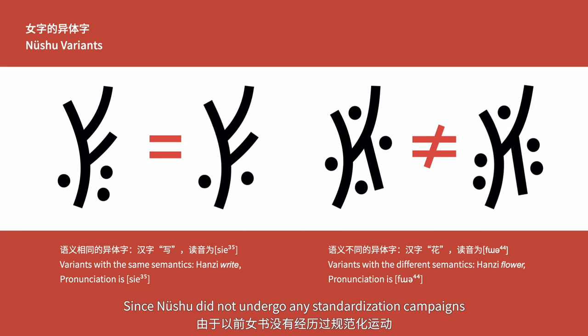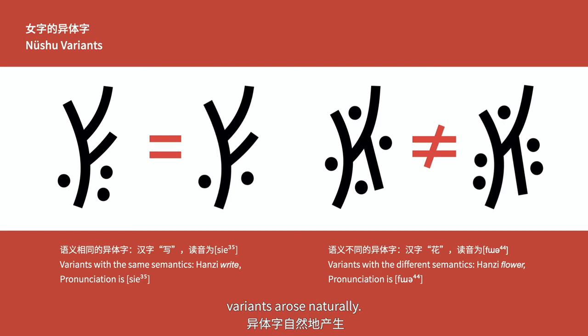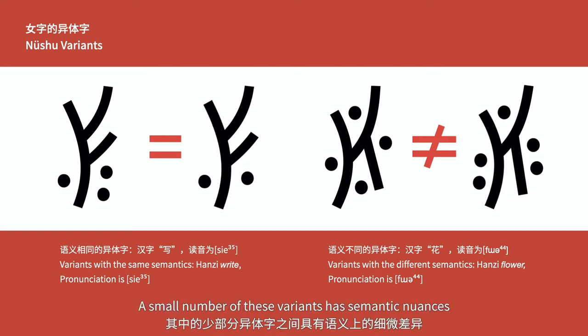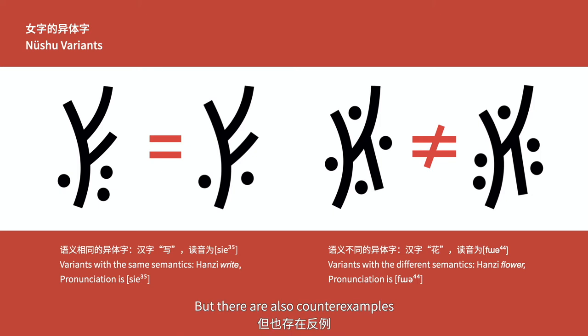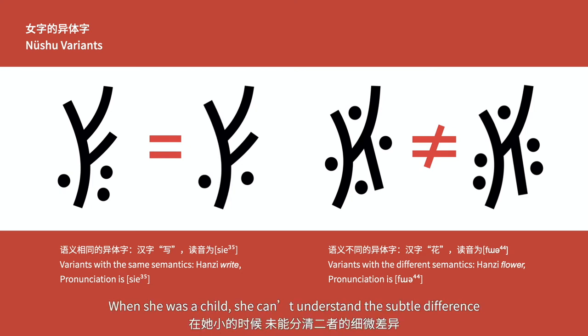Since Nüshu did not undergo any standardization campaigns, variants arose naturally. A small number of these variants have semantic nuance, but there are also counterexamples. He Yanxing, the inheritor of Nüshu, told us that there are two ways to write the character flower. When she was a child, she couldn't understand the subtle difference.